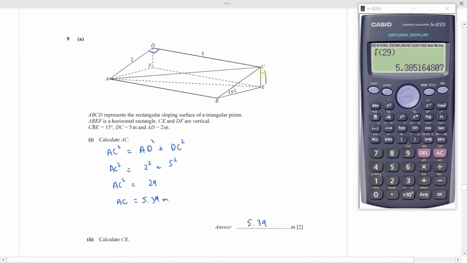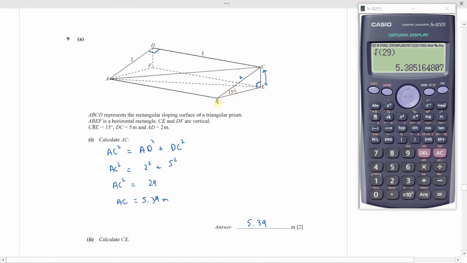So CE is this vertical height here. And since we know that CE and DF are vertical, this angle here will be 90° as well. So if you look at this triangle BCE, this hypotenuse BC will be 2 as well because it is part of this rectangular slope. So since this side of the rectangle is 2, this side will be 2 as well. And now we know the hypotenuse. We need to calculate this length CE, which is the perpendicular, and we know this angle is 15 degrees.